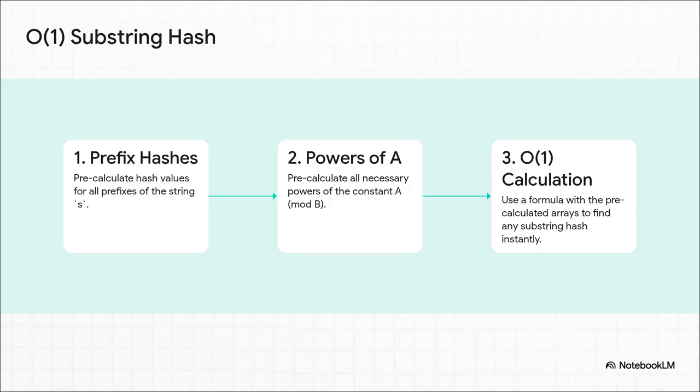Now this right here, this is what turns hashing into a real superpower. See, calculating the hash of every possible substring one by one would be way too slow. So instead, we do a really clever pre-processing step. We calculate the hashes of all the prefixes just once, and we also pre-calculate all the powers of A we'll need. Once we have those, we can use this formula to find the hash of any substring, no matter how long, in a single calculation. That's constant time. This is the trick that makes hashing an absolute game changer.